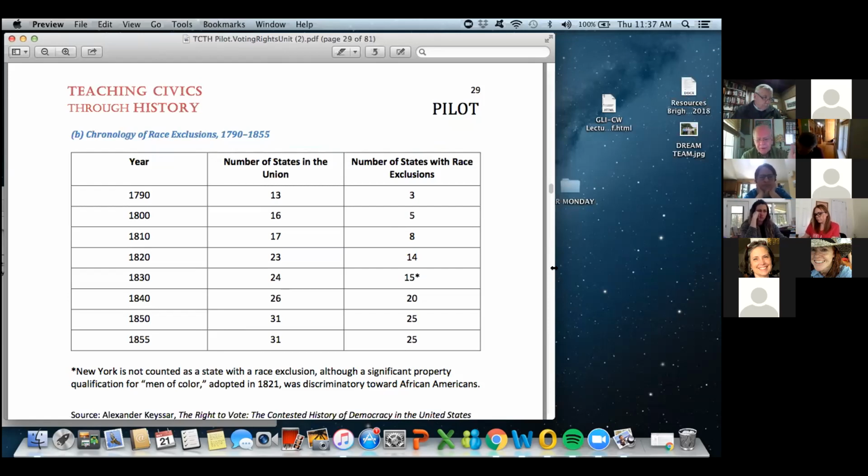So by combining both of these charts, students can see that while voting rights for white Americans, at least males, are increasing, voting rights and opportunities for African Americans during the same period are drastically decreasing. You could use the paintings, and you could use these comparative charts to show what's happening to African Americans and what's happening to white American males.